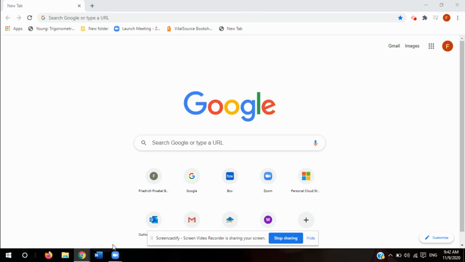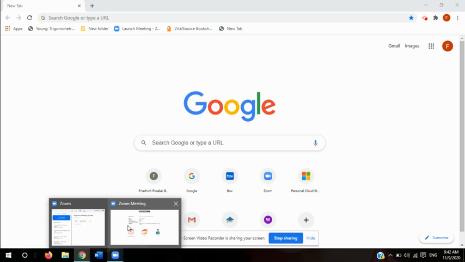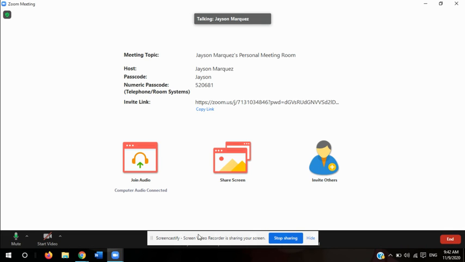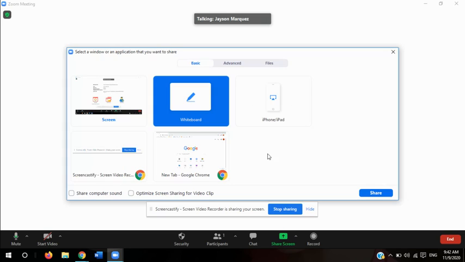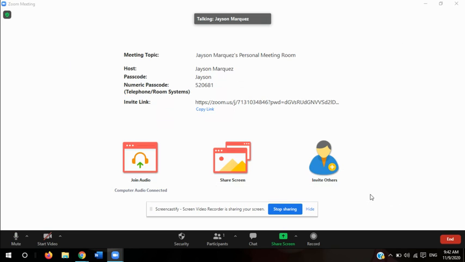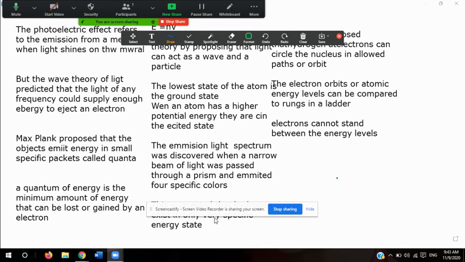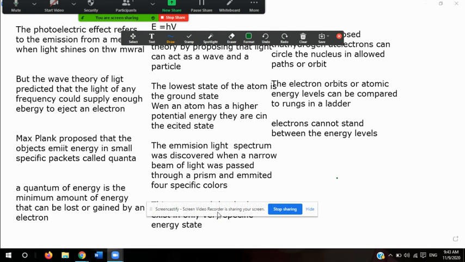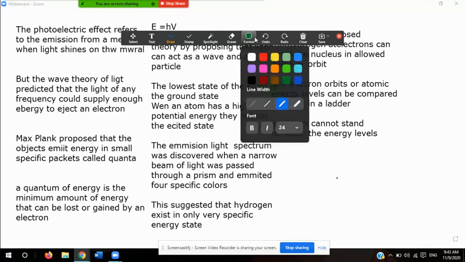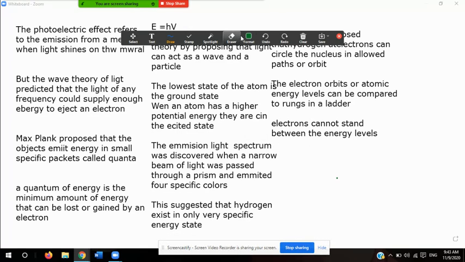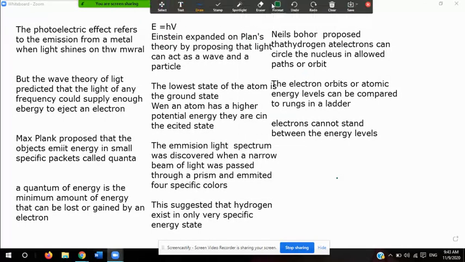Okay, ladies and gentlemen, so let's get started with our class for today. Today we are going to continue to discuss the development of the new atomic theory. We're going to talk a little bit about Niels Bohr and the development of his theory, along with a little bit of what Einstein proposed. Without any further ado, the first thing I'm going to do is review a little bit of where we left off in our last video.